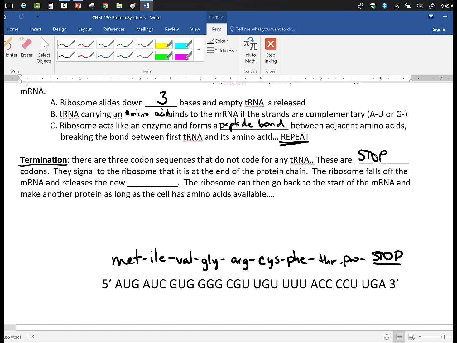So the ribosome falls off the mRNA and releases this new MET, ILE, VAL, GLY, ARG, CYS, PHE, THR, PRO sequence. That is your new protein. If it has hydrophilic and hydrophobic areas, it automatically starts to fold up. It might form an alpha helix, so you might have this helix coming off of the ribosome as it's forming, but it then begins to develop all of that 3D structure. This is that new protein.